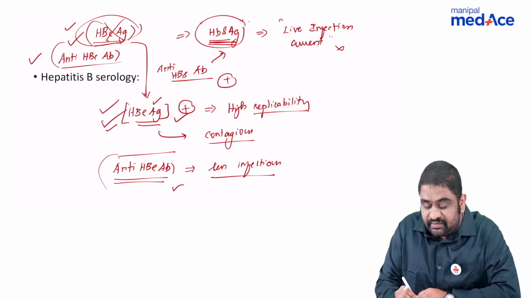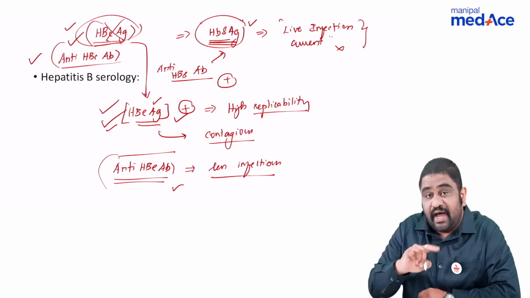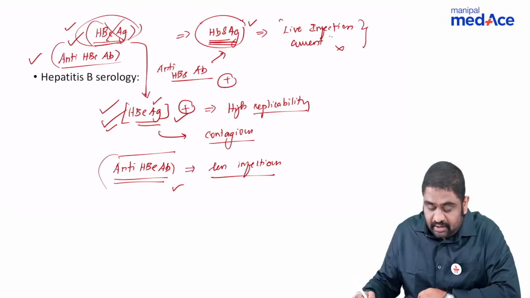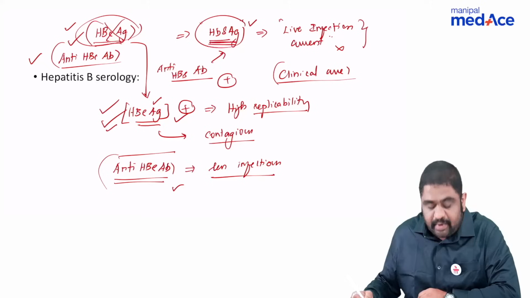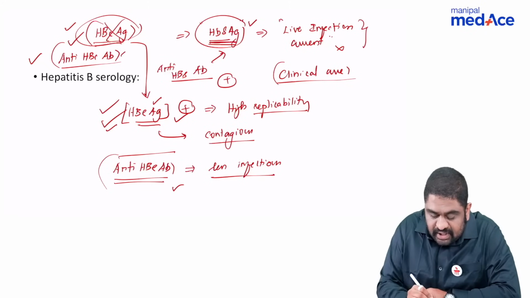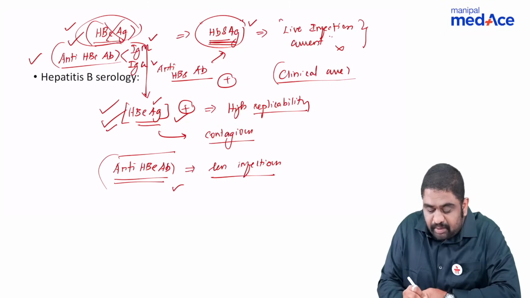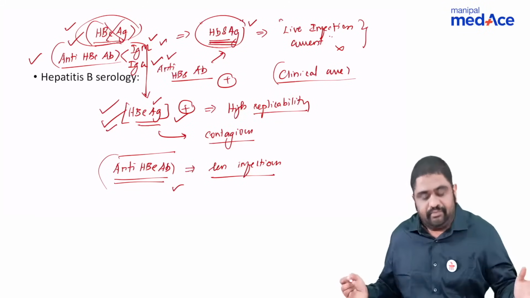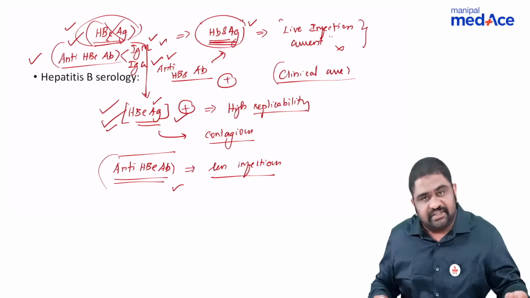HBs antigen is a very stable surface antigen, and if it is present, a live infection is shown. And if anti-HBs antibody is present, then there is clinical cure, or the patient is right now not suffering from infection. Now, anti-HBc antibody can be either IgM antibody or IgG antibody. So, depending upon whether it is IgM or IgG, you can say whether the infection is acute or chronic respectively. That's all. So, this is what you have to understand from the permutations and combinations of different antigens and antibodies.